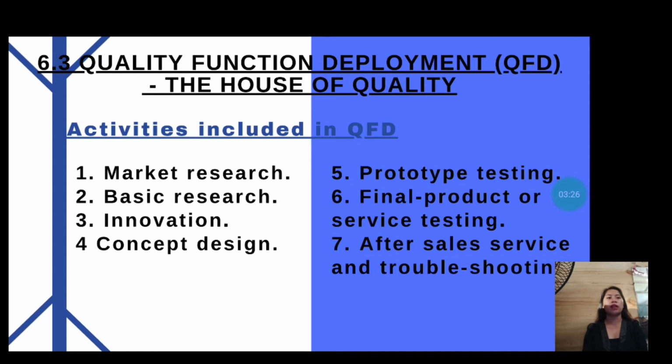Next is concept design. So this one is an early phase of the design process. Diri makita ang general design process or outlines of function. It includes the design of interaction, experiences, processes, and strategies.